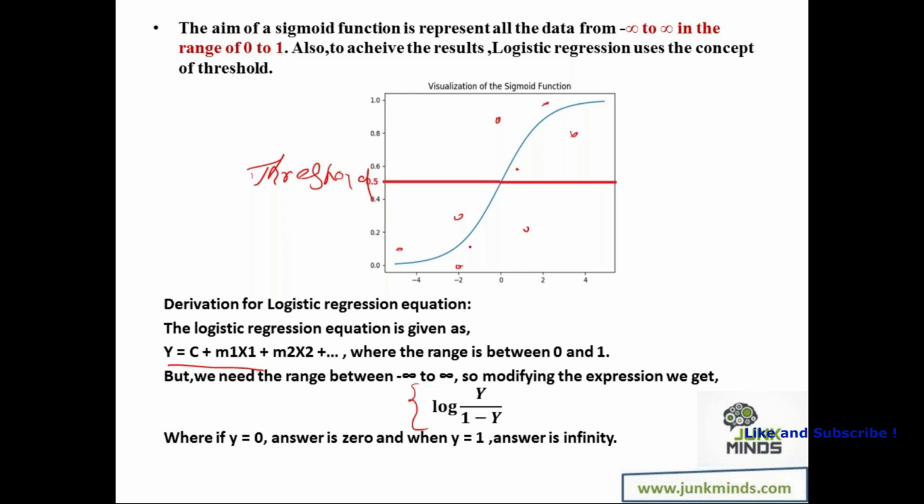And once you plot this, if any point is plotted above the threshold, my answer would be, say, yes or true or 1. And anything which is below the threshold, our answer would be no, or false. So please understand this.